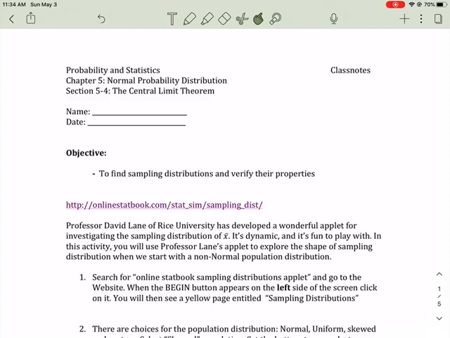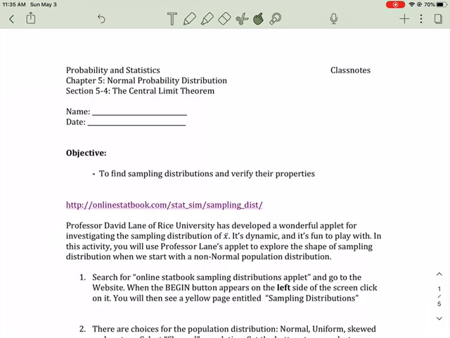Hi everyone. Today we're going to work on introducing what is called the central limit theorem in sampling distributions. This is one of the most important theorems in statistics, so we want to take our time and wrap our heads around the theory about what's going to be going on. So we're going to be finding ideas about sampling distributions today and some of their properties.